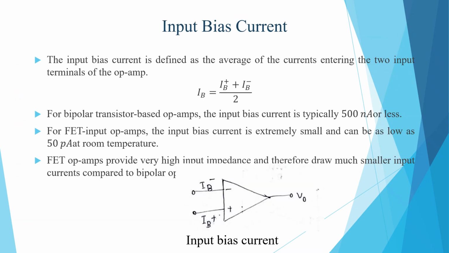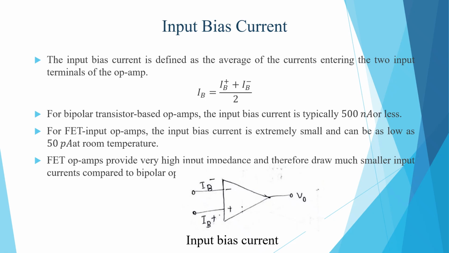The input bias current is calculated as the average of currents flowing into the inverting and non-inverting terminals. In bipolar op-amps, transistor-based currents are comparatively higher, resulting in bias currents typically in the nanoampere range. The input bias current for a bipolar op-amp is usually around 500 nanoampere or lower.